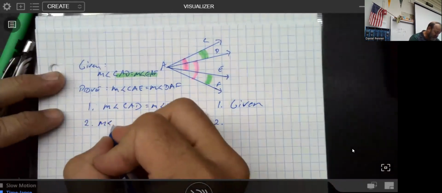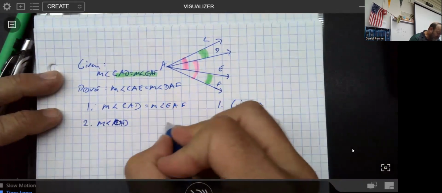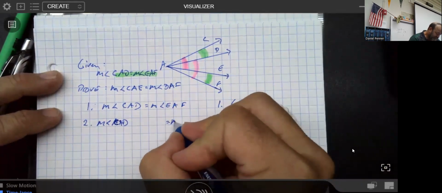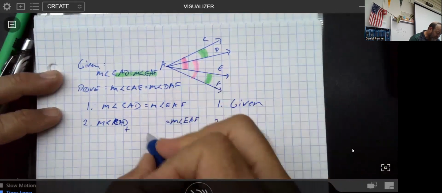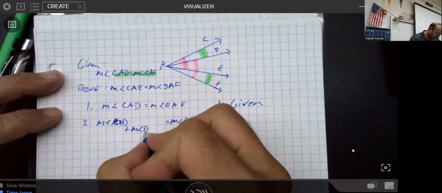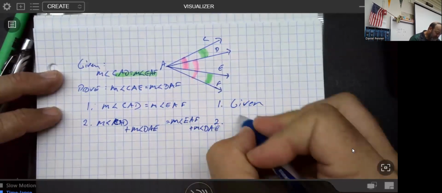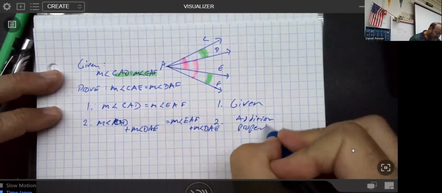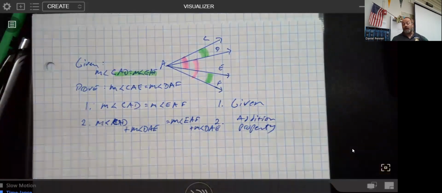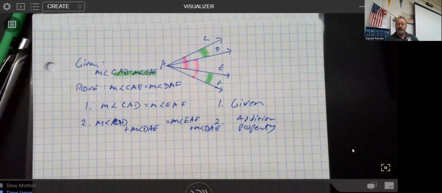Let's take the measure of the angle CAD and the measure of angle EAF. And to that, let's add this one here in the middle, which is DAE. And I'm going to add that to both sides by the addition property. Now that's kind of important. That's just a property. You can add things to both sides. You can subtract from both sides, divide things on both sides. That's just simple algebra or mathematics ideas.